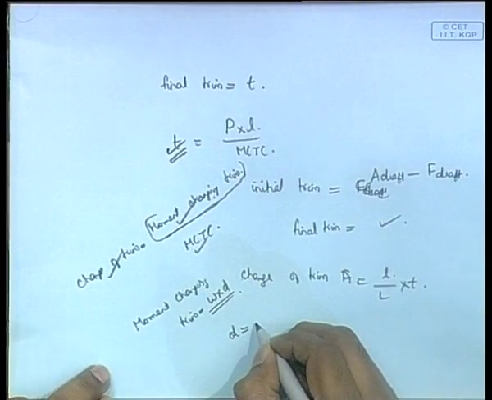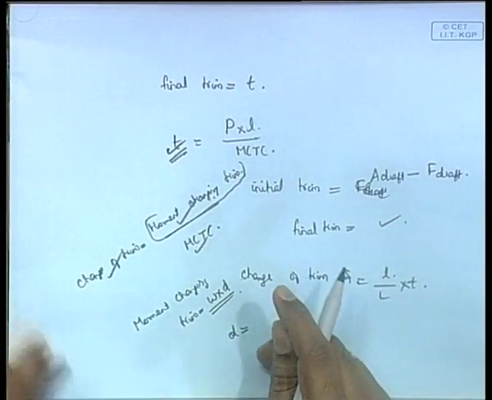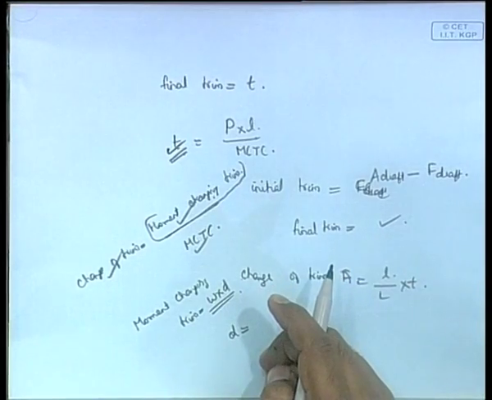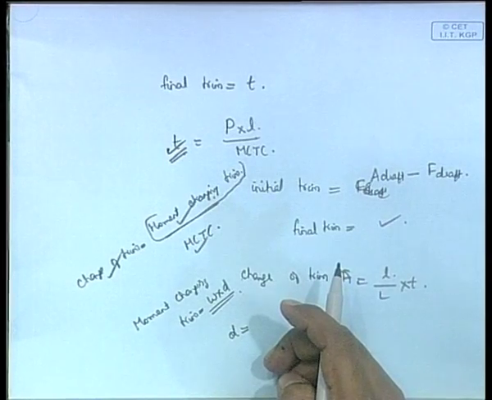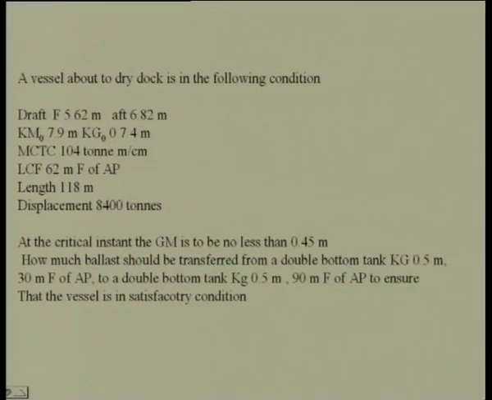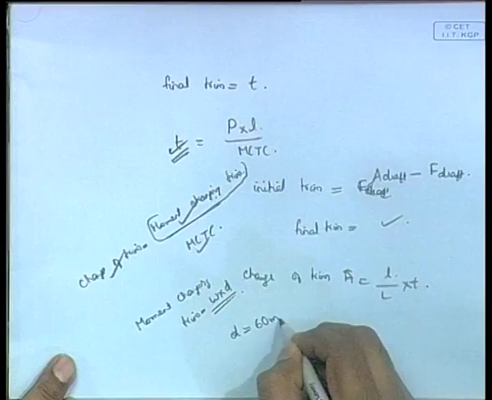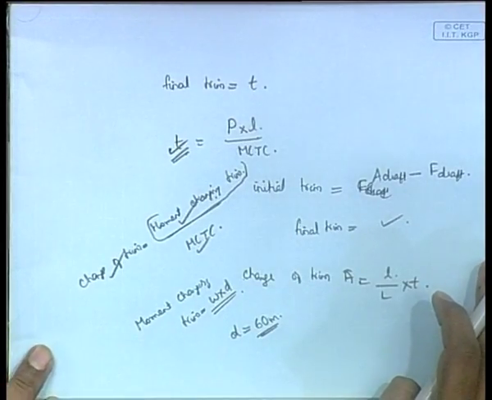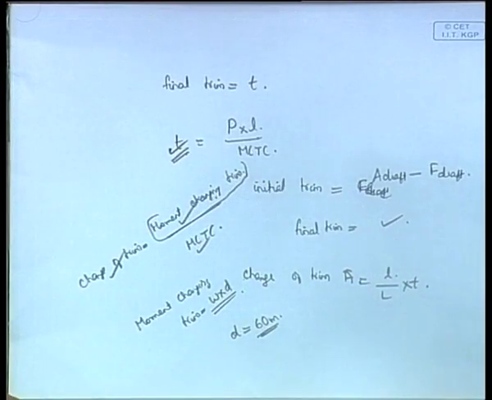That is given in this particular problem. When you are given this problem, it says an extra piece of information, KG of the tank. I do not think we need that, KG of the tank is not needed. This is additional. You need the 30 meter forward of AP to 90 meter forward of AP. So, the distance through which it is moved is 60 meters forward. Therefore, D is 60 meters. So, W into D will give you your answer.